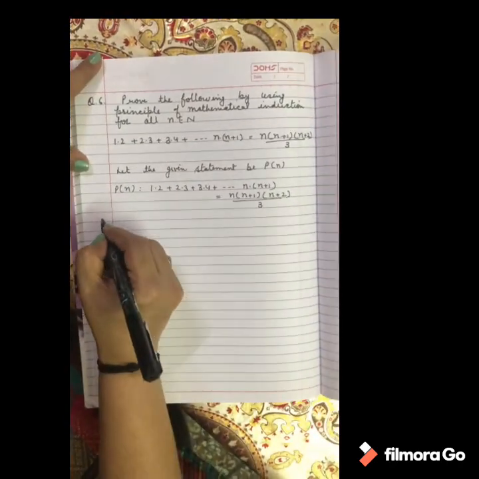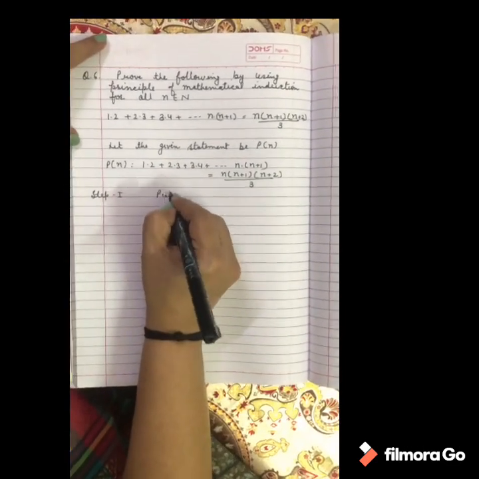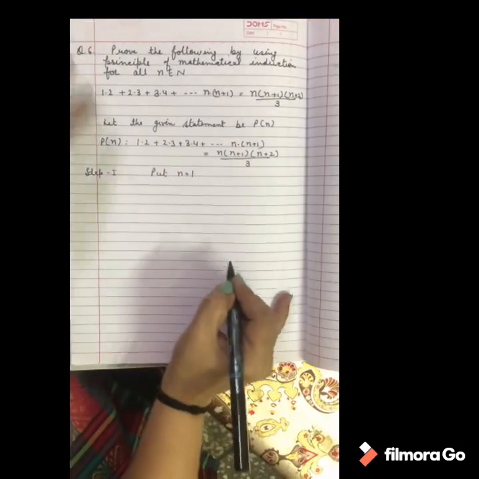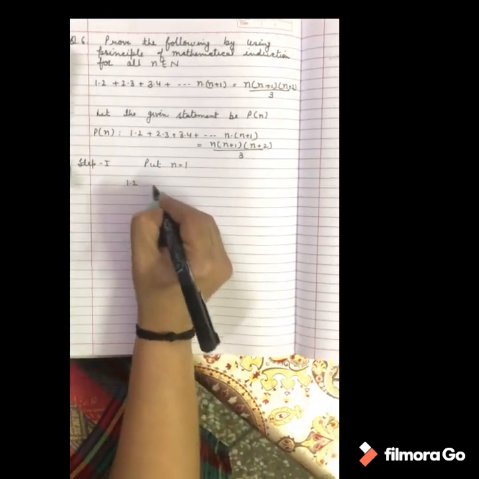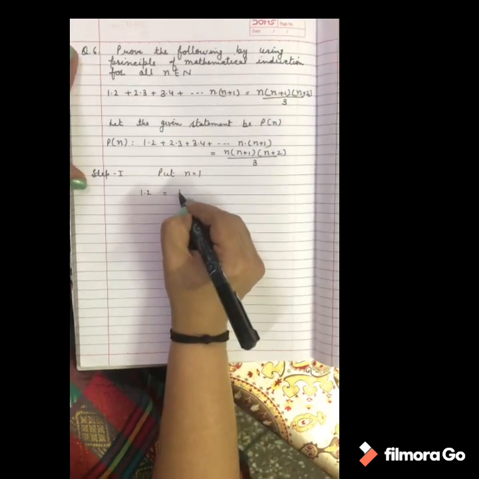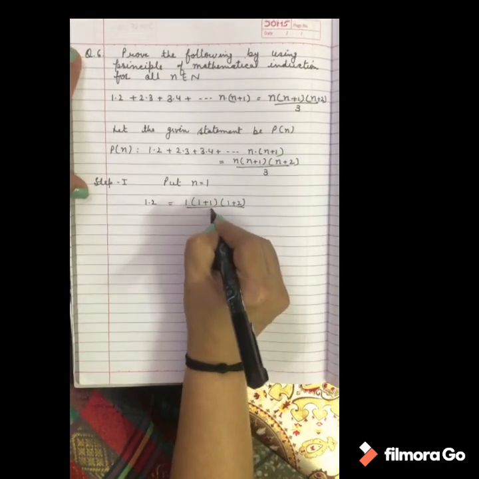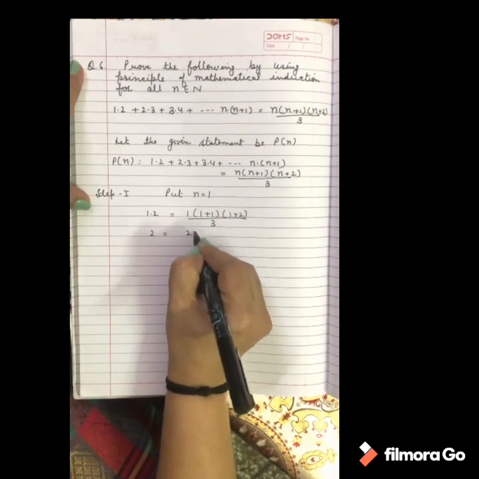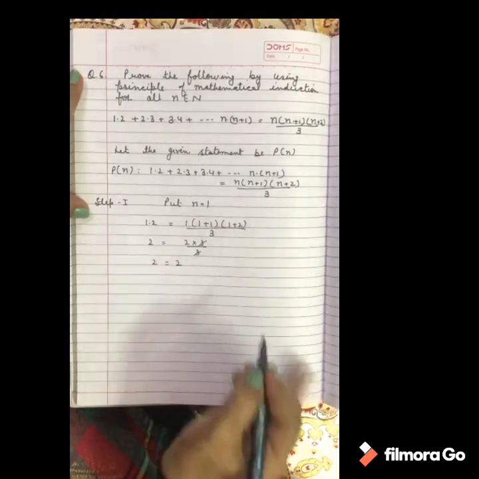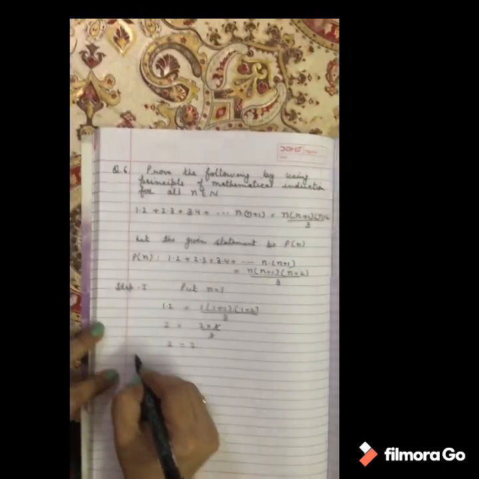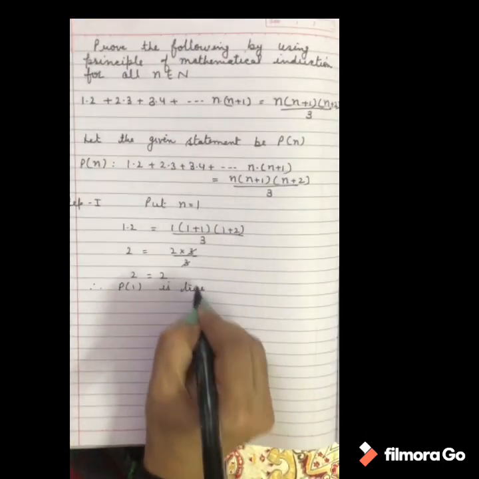Okay, what was our first step? We put n equal to 1. So you can take the first term on the left hand side and put n equal to 1 in the right hand side. 2 into 3 upon 3, cancelled. 2 is equal to 2. What is this? P(1) is true, right?